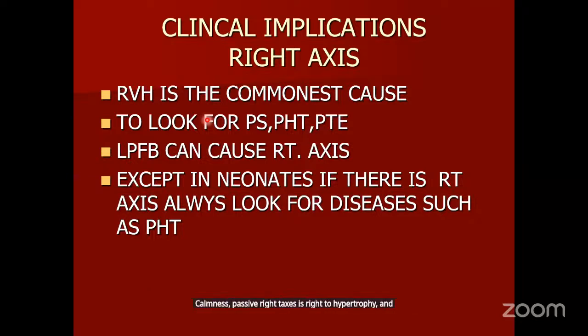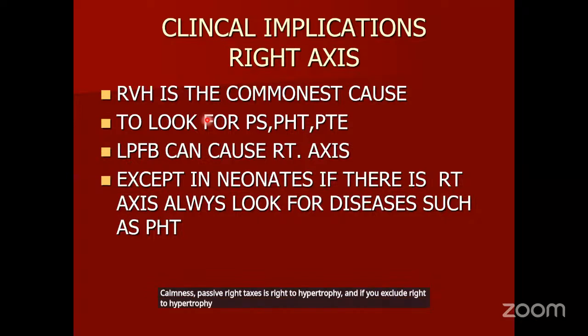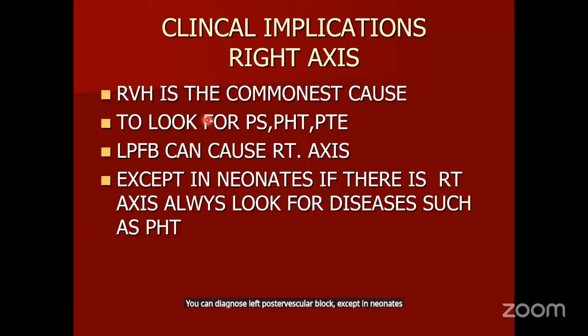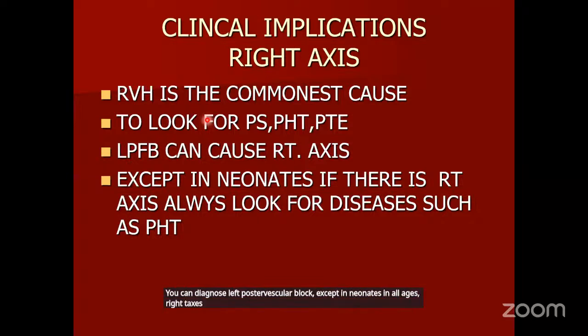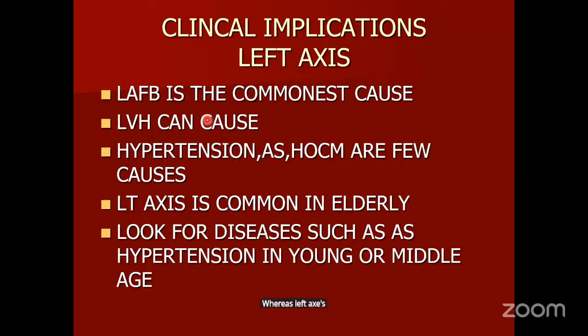And if you exclude right ventricular hypertrophy and have a peculiar initial and terminal vectors, you can diagnose left posterior fascicular block. Except in neonates, in all ages, right axis is abnormal. Whereas left axis deviation, the commonest cause is left anterior fascicular block, AVL being the tallest. Left ventricular hypertrophy also can cause the left axis deviation. In elderly, left axis deviation can be accepted because of the aging, but in young age, left axis deviation is abnormal.